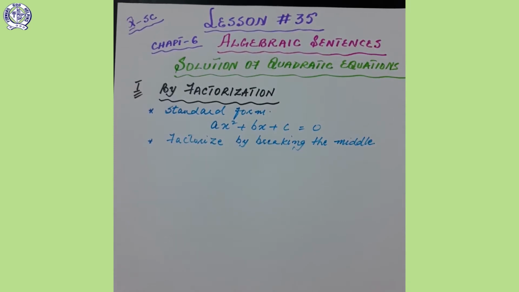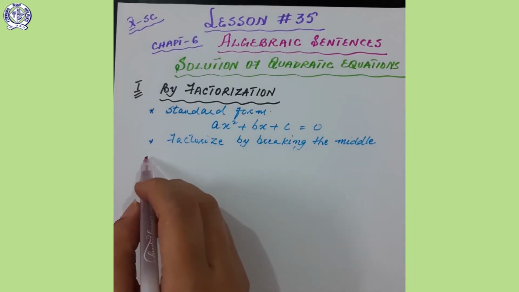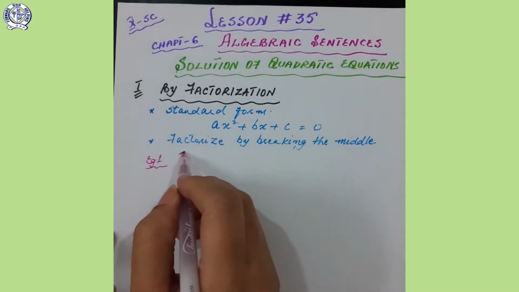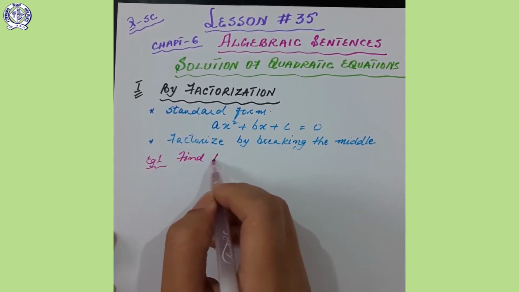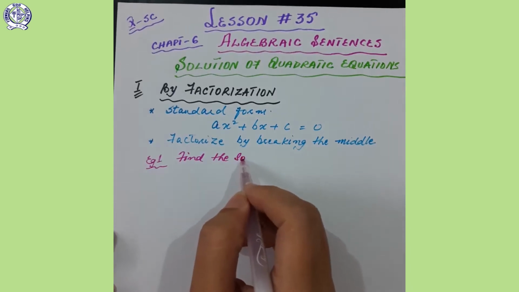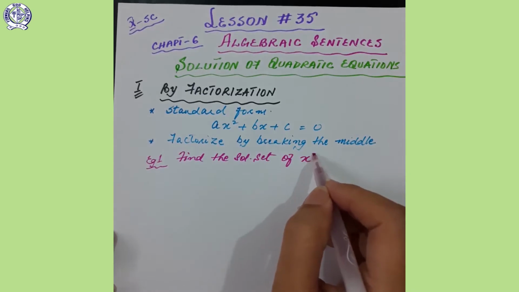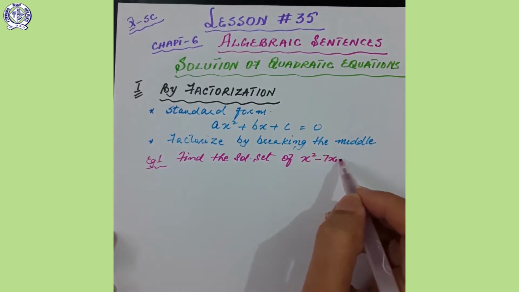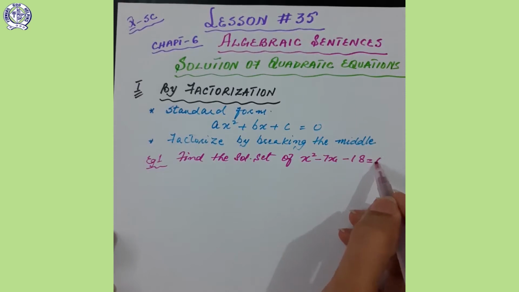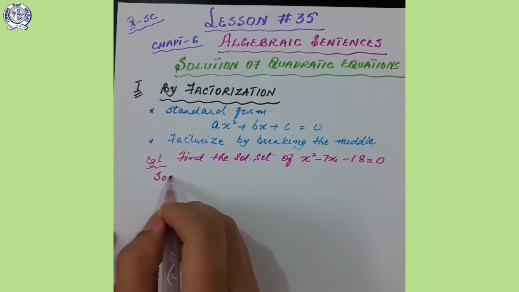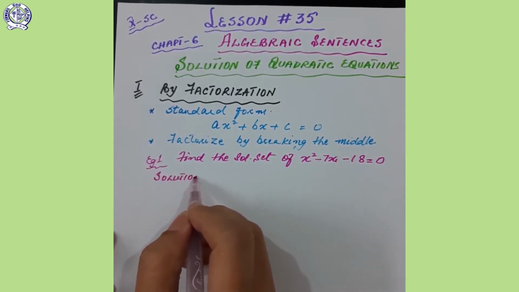So let me write the question now. Question is to find the solution set of x square. It is in your book. Example is in your book, so let me write the example. Find the solution set of x square minus 7x minus 18 equals to 0. You have to find the solution set of this expression.